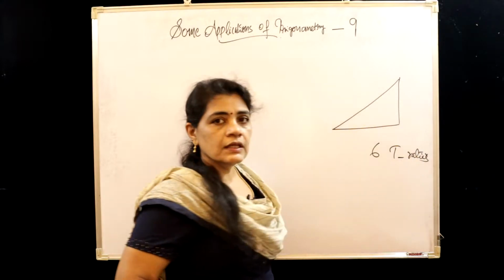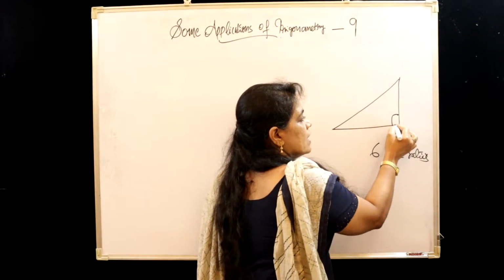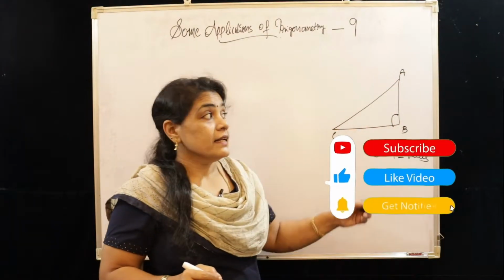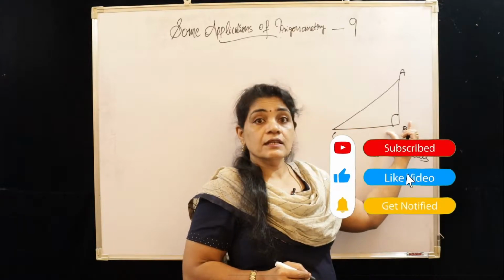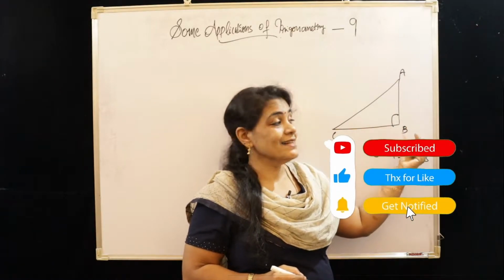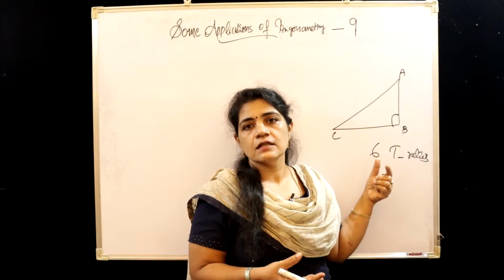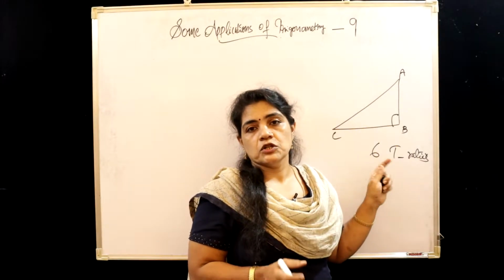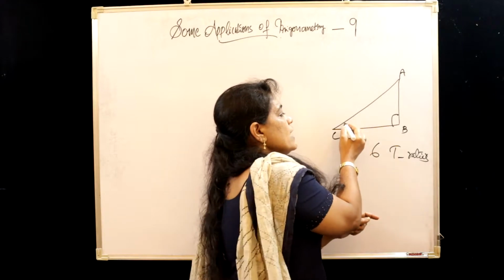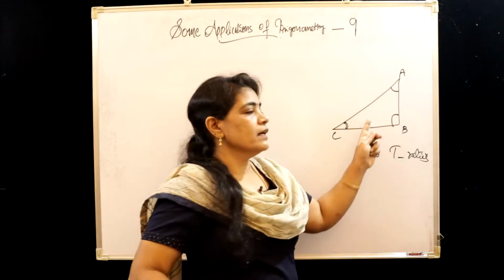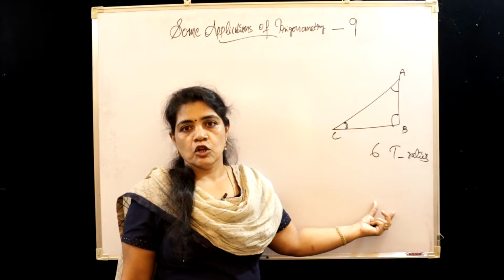That means we need a right triangle. If we have a right triangle, you can take the ratio between the sides of a right triangle in 6 different ways, and these 6 different ways are said to be the 6 trigonometric ratios. With respect to any one of the acute angles, either C or A, you can take these 6 trigonometric ratios.